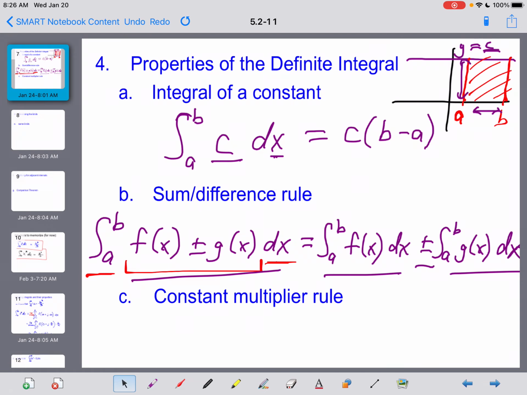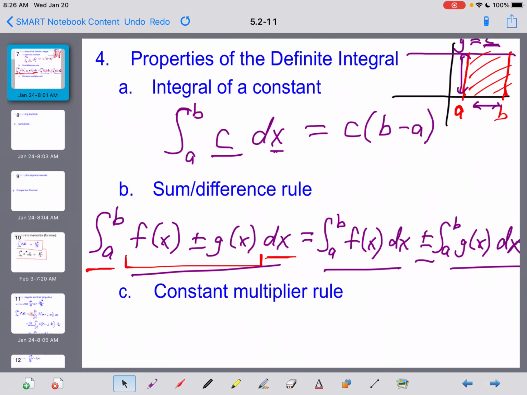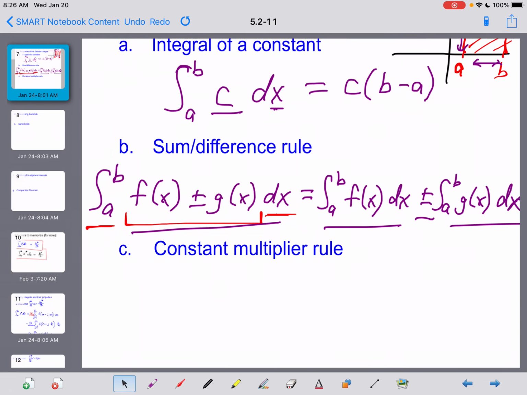All right, moving right along here, guys. The last rule I believe that I have for you on this page is the constant multiplier rule. And again, this looks very similar to something that we did with limits and with derivatives. A definite integral from a to b of a function being multiplied by a constant. So c multiplied by a function, f of x, taken with respect to x.